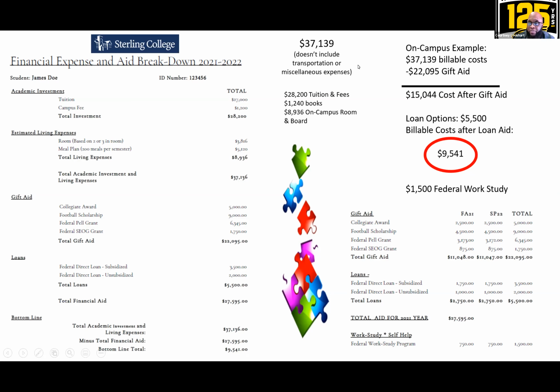So if we're looking at this $37,139, when we're subtracting the gift aid, the $15,000 is what they're looking at paying after all the gift aid has been applied. After selecting the loans, then it's about $9,500, not taking into account the federal work study, which they will earn. And then they go on just to break down what those awards are going to be per semester.